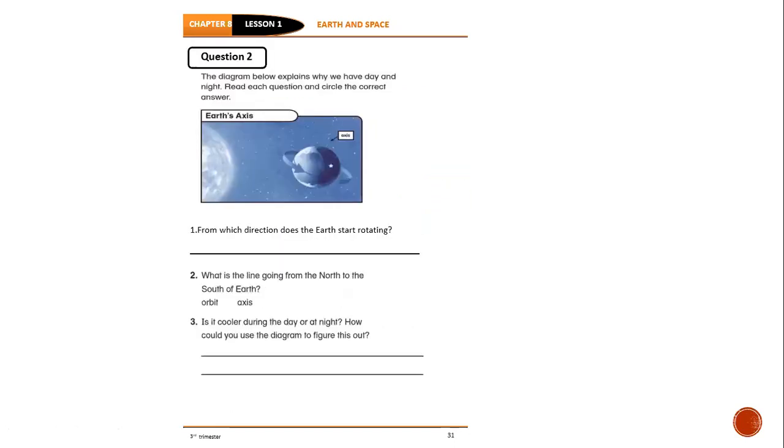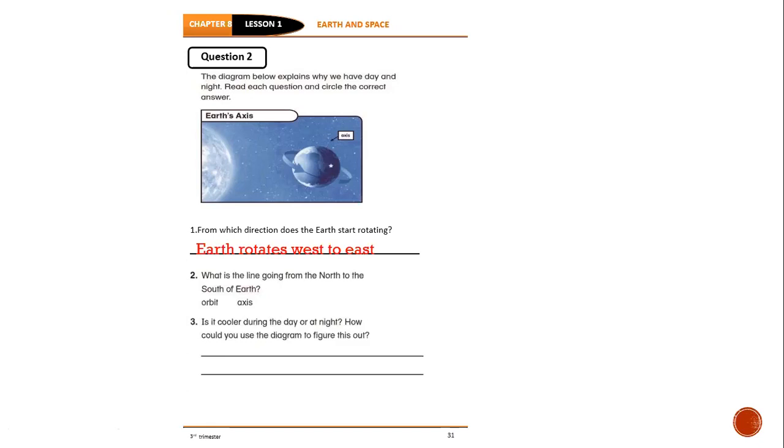Okay, here in question 2, he's saying to you, this is a diagram for the Earth's axis, as we imagined together. And this is very important because this is new information. From which direction does the Earth start rotating? The Earth starts rotating from the west to the east. Always usual. The Earth starts to move from the left to the right, the west to the east, around its axis. Don't forget this.